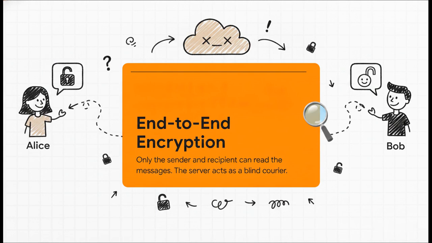Today, we're going to track a single, highly sensitive message on its journey from Alice to Bob. We want to understand exactly how this architecture solves that vulnerability of a central server, ensuring that the server acts as nothing more than a blind courier delivering a locked package.